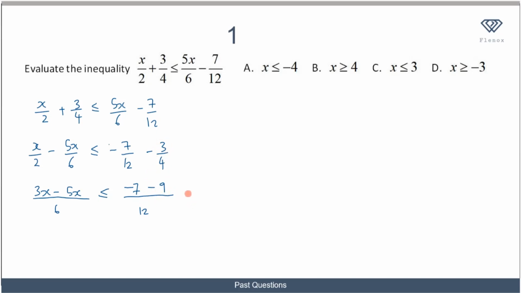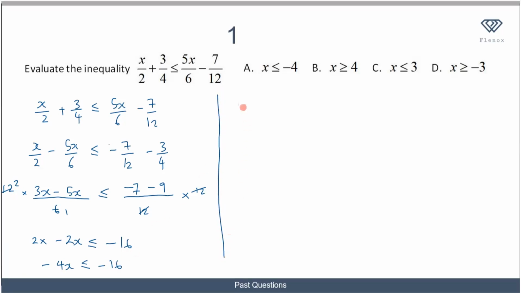Now if I multiply both sides by 12, this cancels this, and if I multiply by 12, I have what? 6 here 1, 6 here 2. So I'm left with 2 times what is 3x minus 5? 3x minus 5 is what? Minus 2x is less than or equals to minus 7 minus 9 gives me what? Minus 16. So what is 2 times minus 2x? I have what? Minus 4x is less than or equals to minus 16.